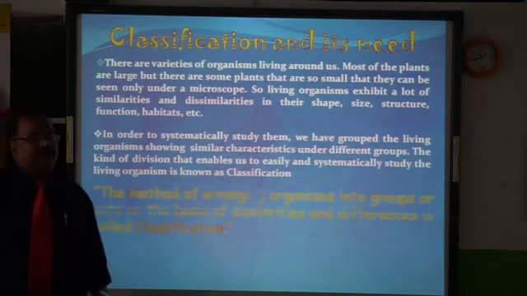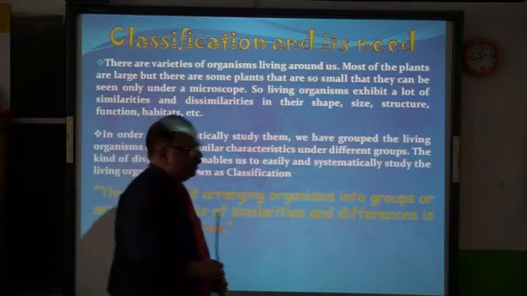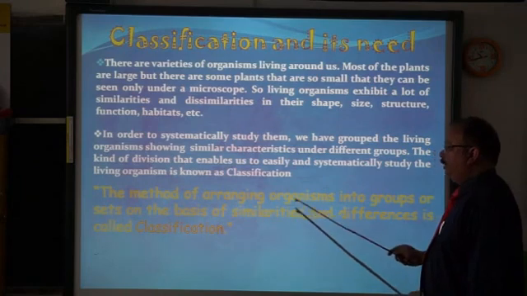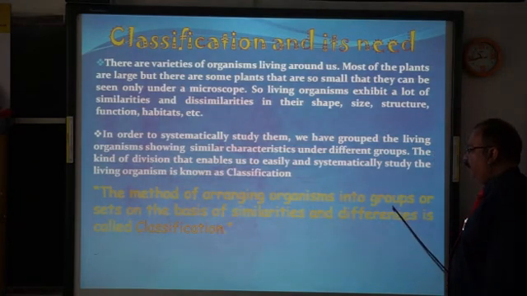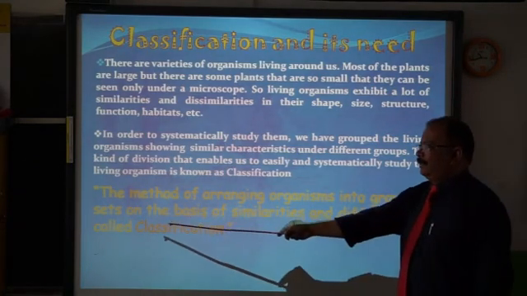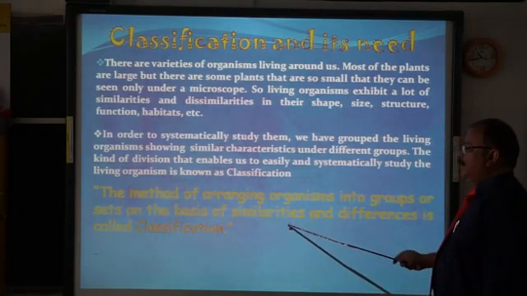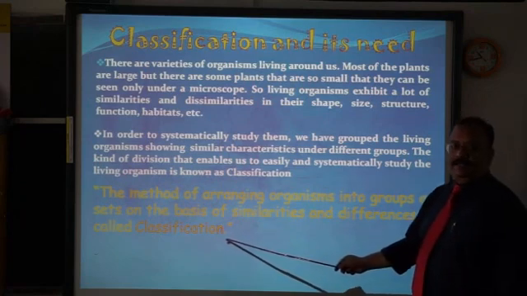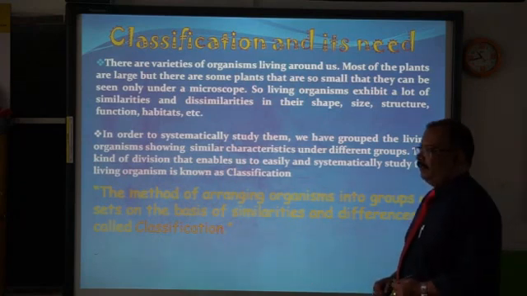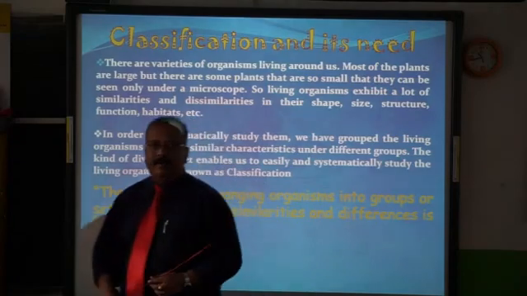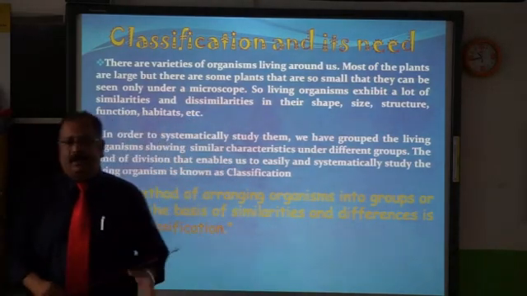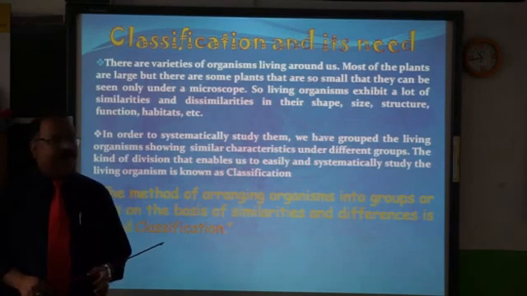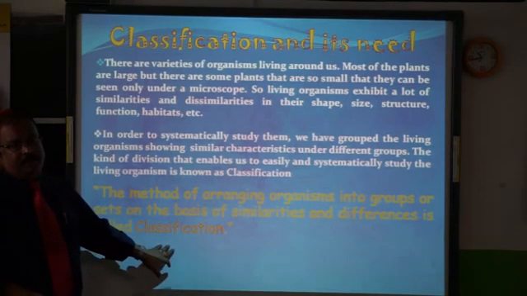So if someone asks you what is the definition for classification, this is the definition: the method of arranging organisms into groups or sets on the basis of similarities and differences is called classification. On the basis of similarities and dissimilarities, we have grouped them. That is, this process of grouping them, putting them into different groups or sets is called classification.